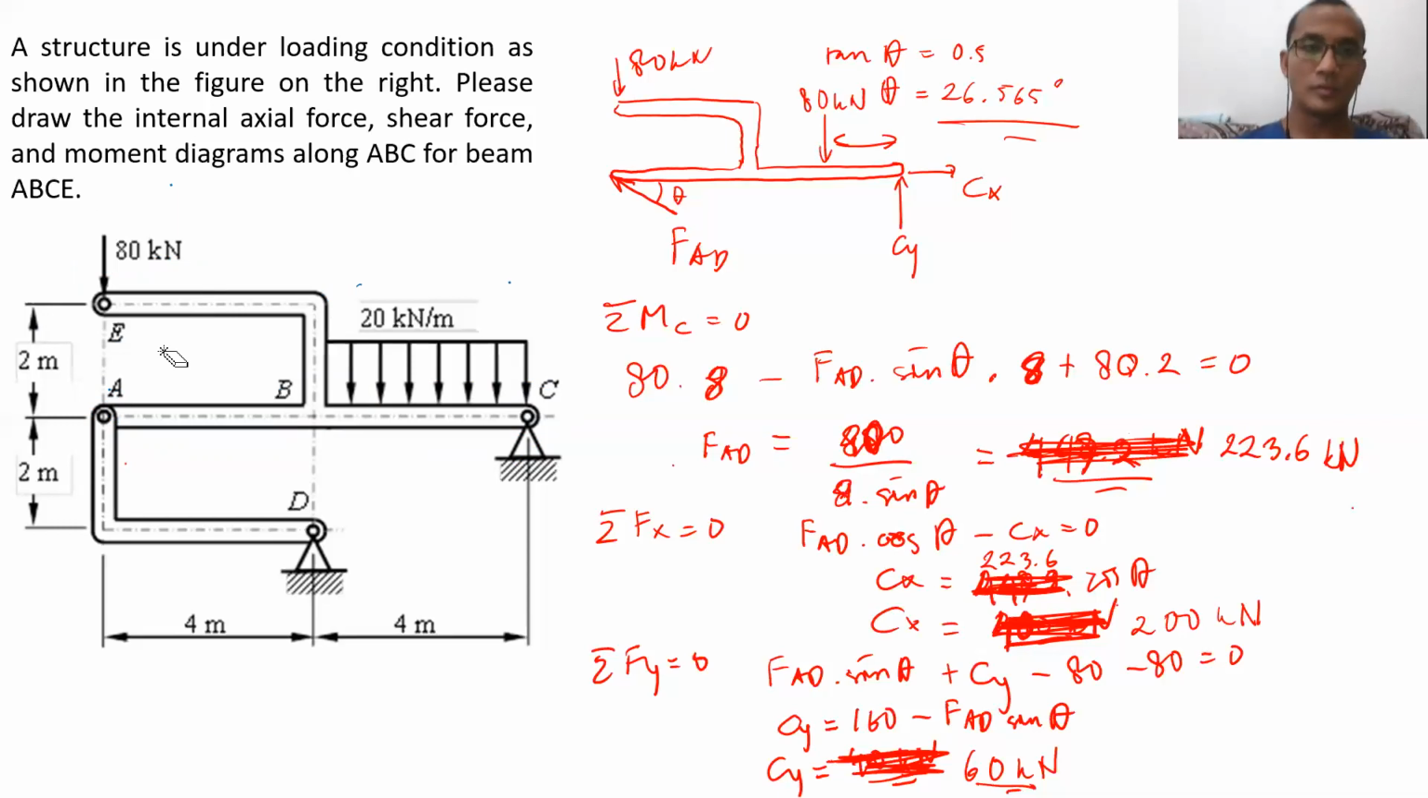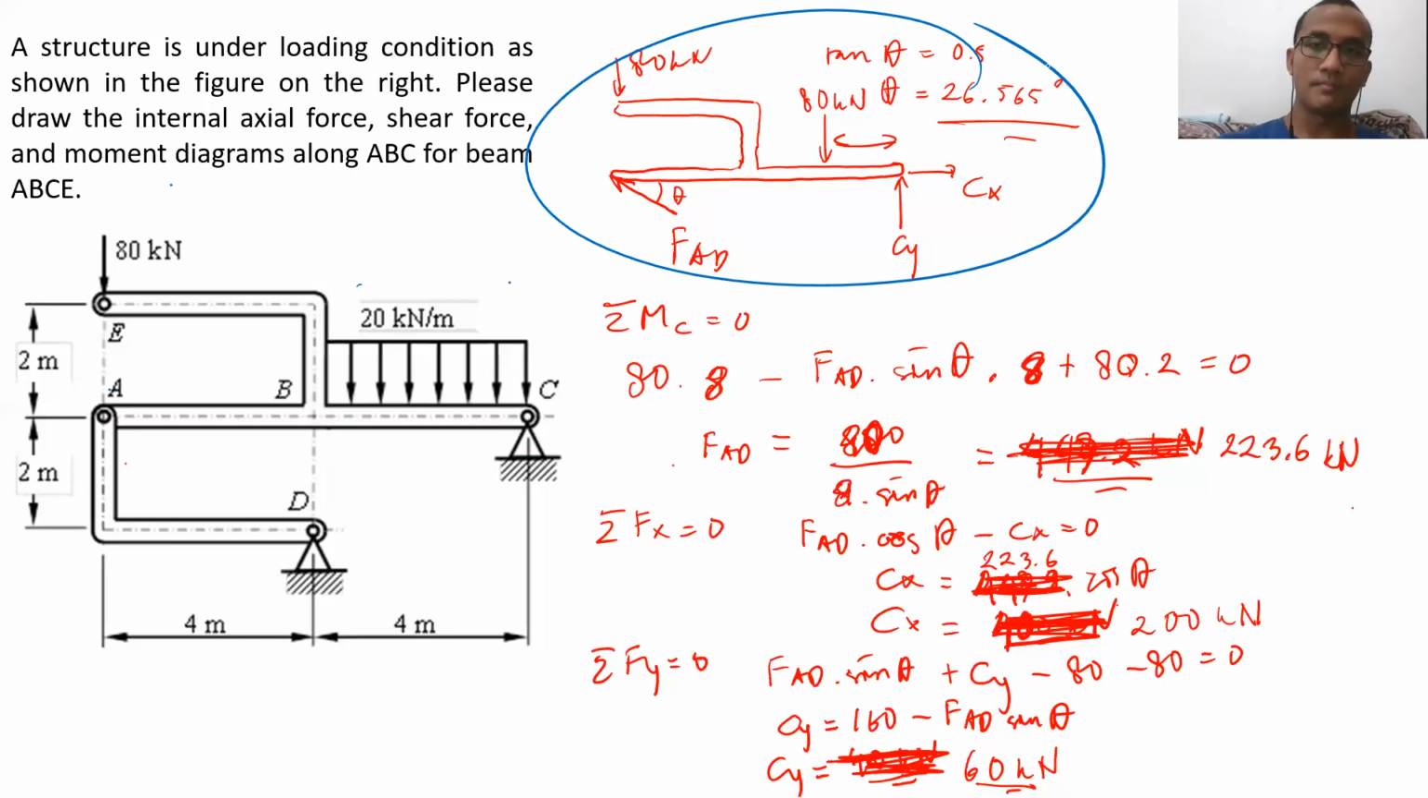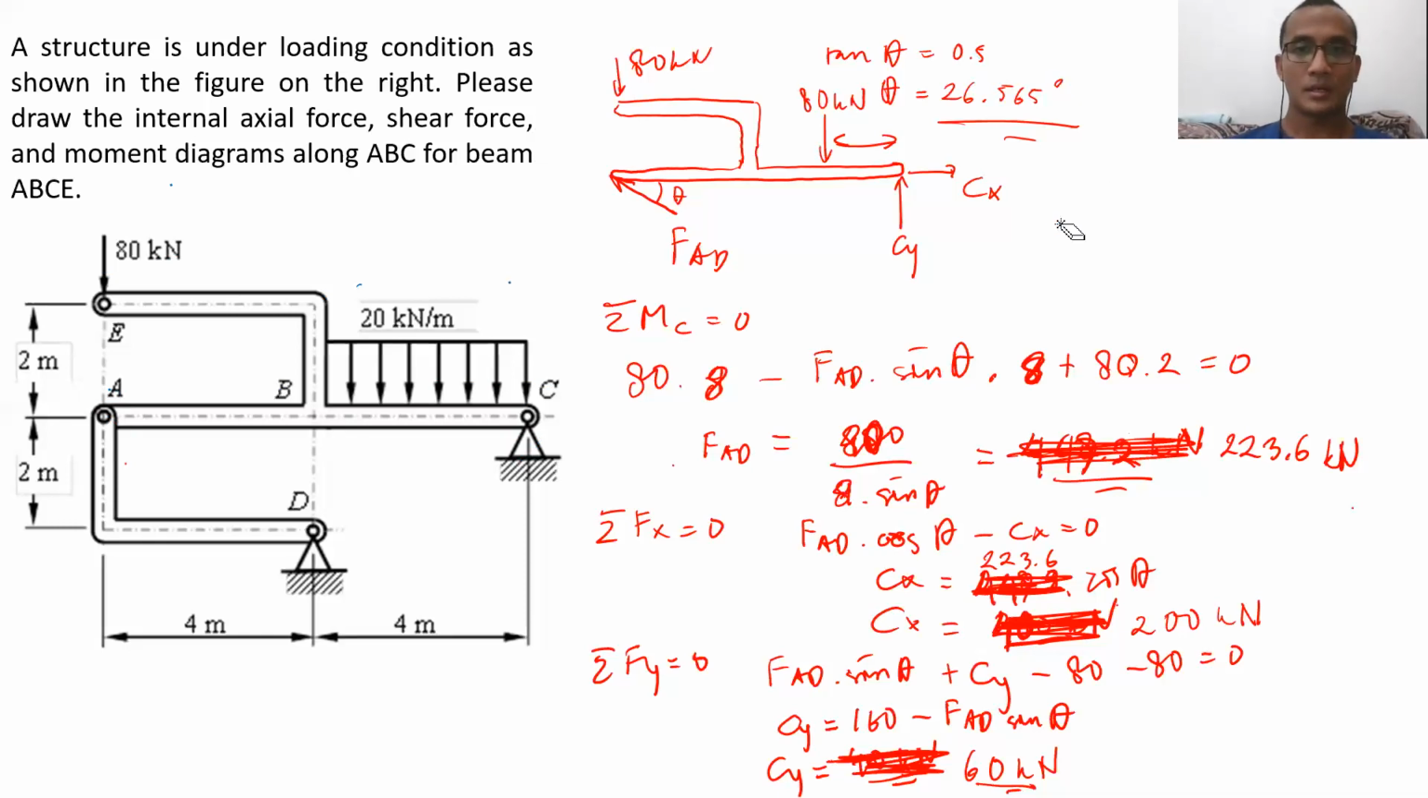If we draw the free body diagram of ABCE, this is the particular free body diagram. As you can see there are three external forces, Cx, Cy, and FAD. The 80 kilonewton here actually comes from this distributed force, 20 kilonewton per meter, multiplied by 4 meters. I put it exactly in the middle, where the distance is 2 meters from the right and 6 meters from the left.